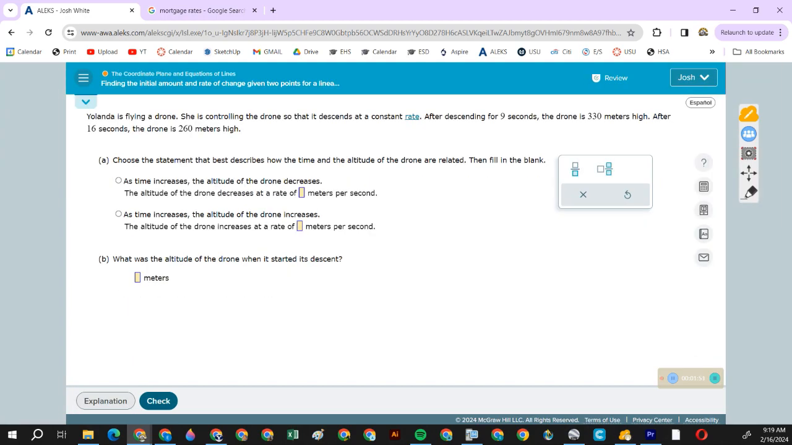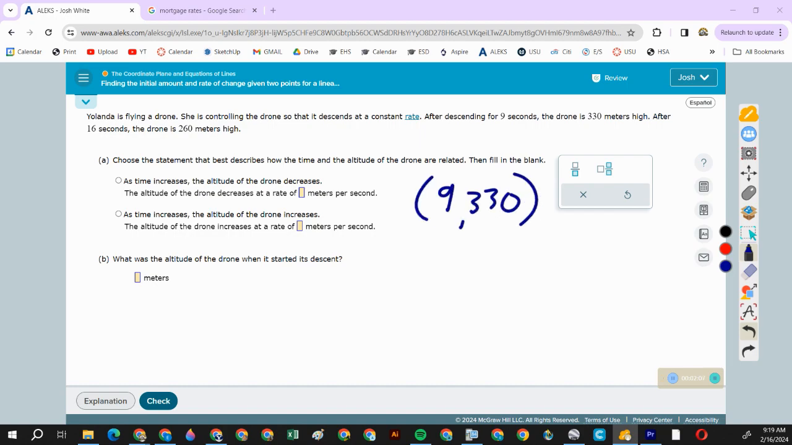All right, Yolanda is flying a drone. She's controlling the drone so that it descends at a constant rate. After descending for 9 seconds, the drone is 330 meters high. After 16 seconds, the drone is 260 meters high. So we have 9, 330, and we have 16, 260. So choose the statement that best describes the time and altitude. As time increases, the altitude of the drone decreases. So this is the one we're going to pick.